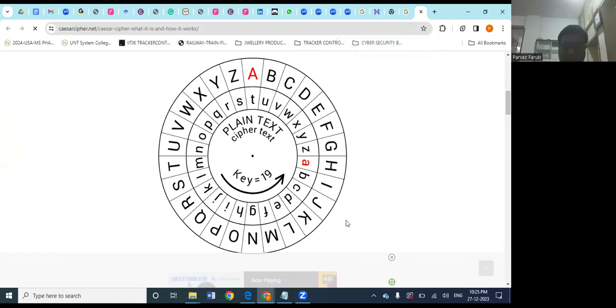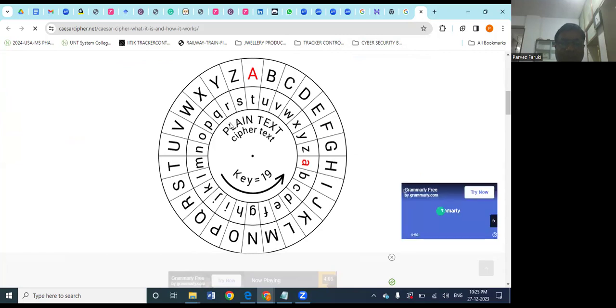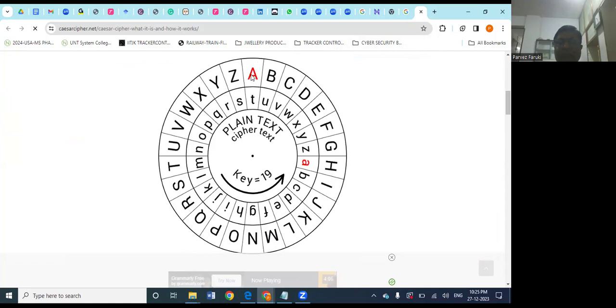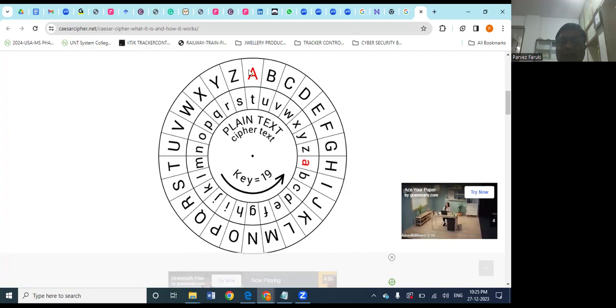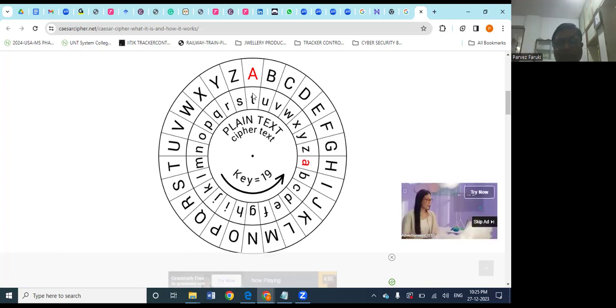Now, see, this is a cipher wheel. If you consider these as the plain text, right? What do you see here? Plain text to cipher text. K equals 19. That means K equals K plus 19. What is your K? A. When you do a plus 19 to A, what do you have? Just check with your hands. Just see. Is it T?